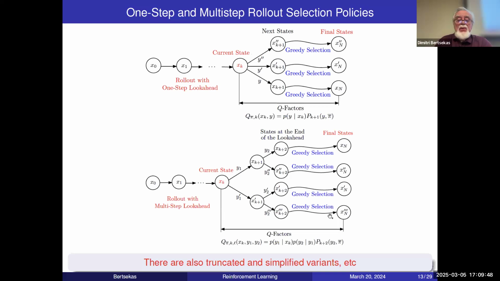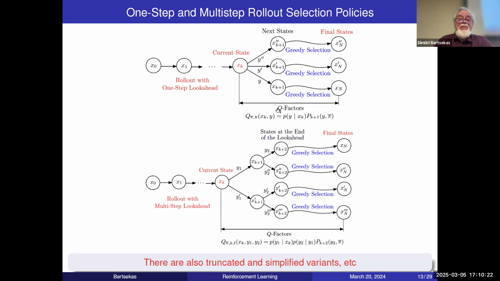This figure shows two-step look ahead. It's possible to do two-step look ahead. We can also do a truncated rollout, where instead of running the greedy algorithm all the way to the end, we truncate the greedy selections after a certain point. Simplified variants are important. In a simplified variant, we don't look at all possible next states, but only a subset selected according to some criterion that judges them as most promising.